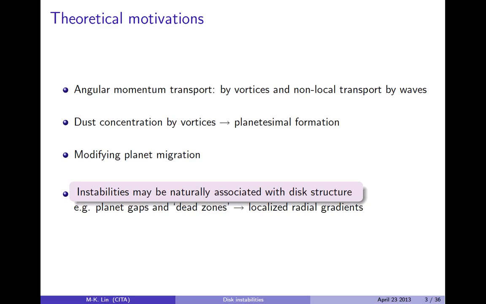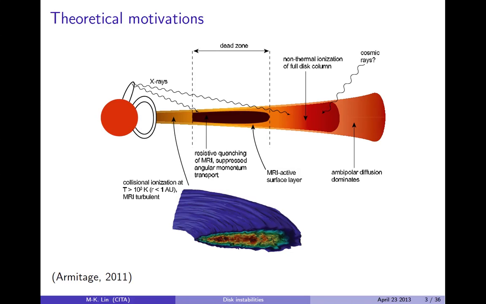I mean, protoplanetary disks may have complicated structure. They may not be nice power law functions of radius. So this is a schematic cartoon of a protoplanetary disk. Now, this is one of the conventional models of a protoplanetary disk. Everywhere in the disk, the angular momentum transport is through the magnetorotational instability, except a region called the dead zone. Now, in this so-called dead zone, the turbulent viscosity due to MRI is believed to be low because the magnetic field is not well coupled to the gas.